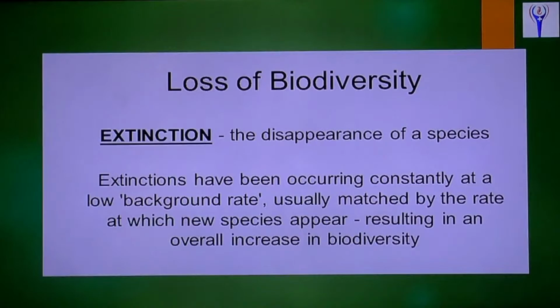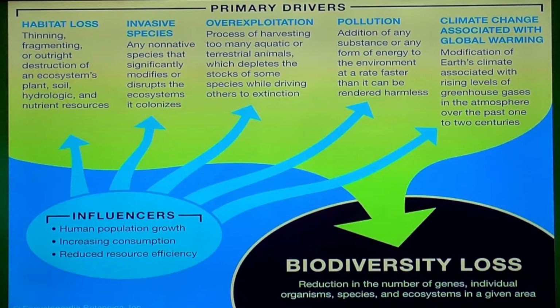And these are the reasons for biodiversity loss. The first one is habitat loss. If a particular organism doesn't have a place to live, it automatically leads to extinction of the organism. Invasive species means introduction of new alien species into a particular area. And overexploitation, like overharvesting, depletes the stock of some species while driving others to extinction. And then pollution, too much contamination also leads to biodiversity loss. And climate also plays a major role, like global warming. So these are the influences which lead to biodiversity loss.